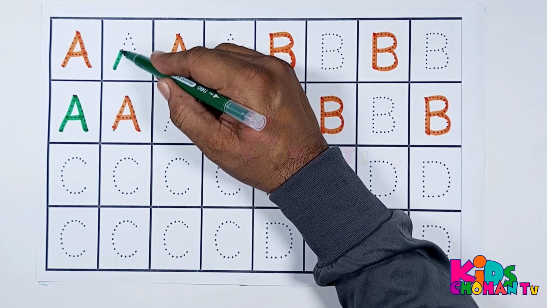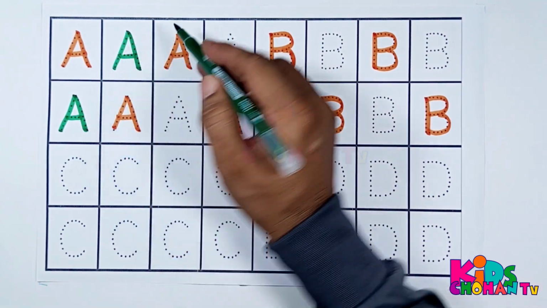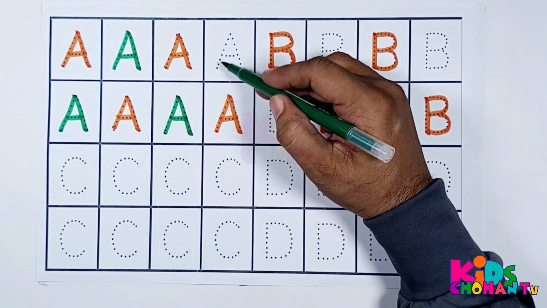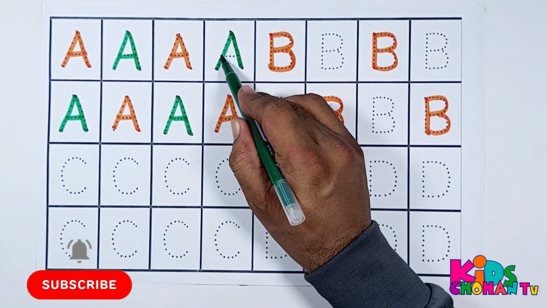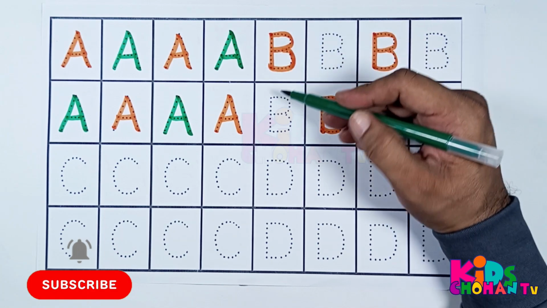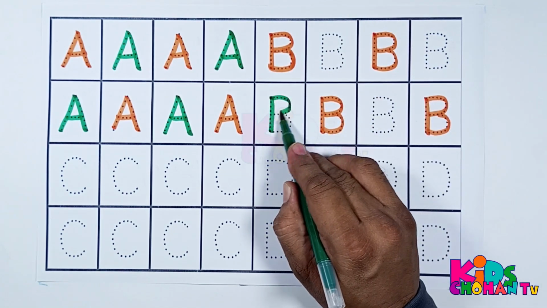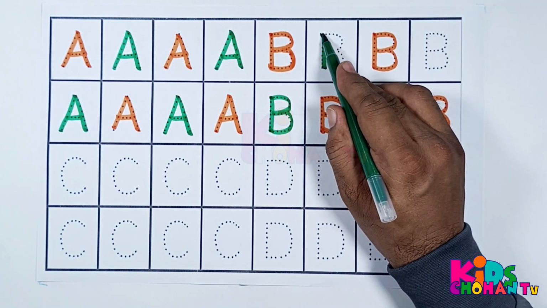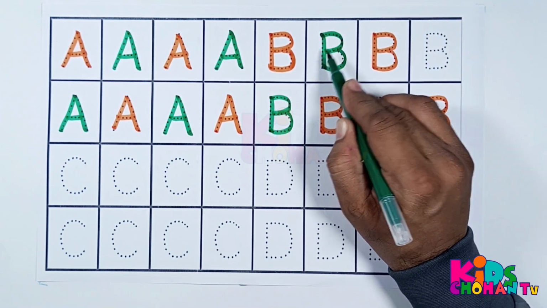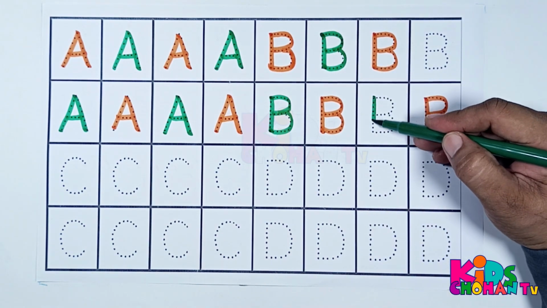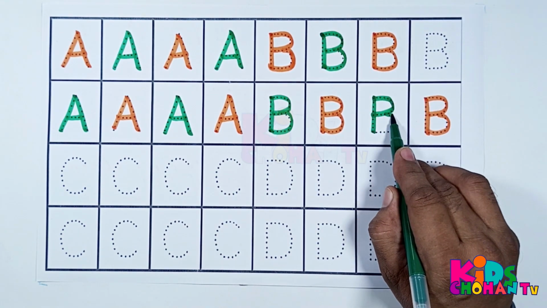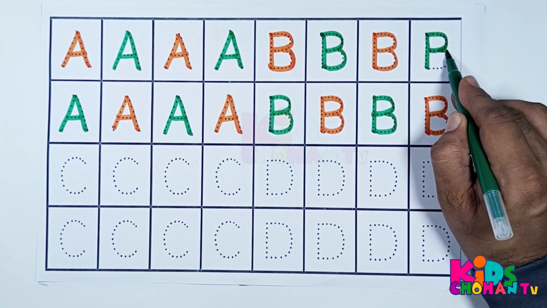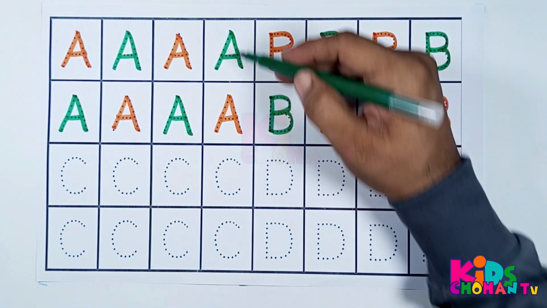A for alligator. A for aunt. B for balloon. B for butterfly.